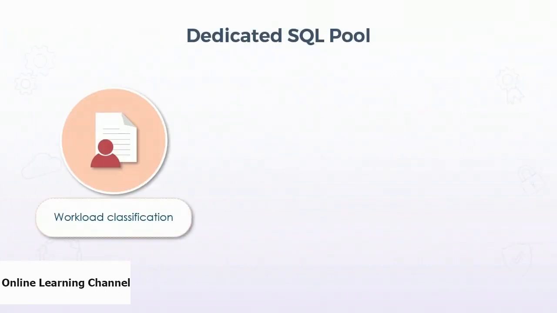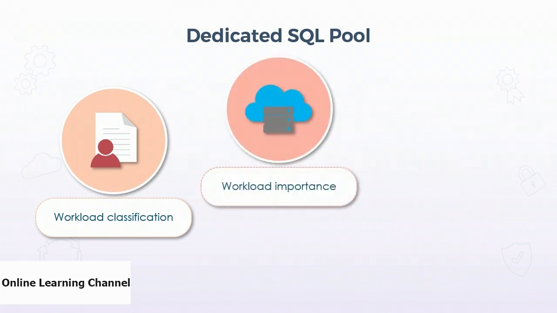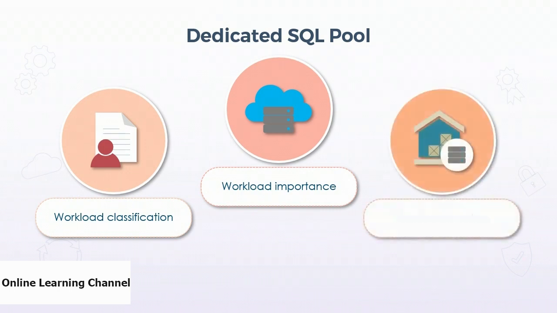A more advanced form of controlling workload resources came with dedicated SQL pools. With dedicated SQL pools, workloads are assigned resources using three concepts: workload classification, which assigns a workload to a specific workload group. Now, workload classification also involves setting the workload importance, which controls whether the workload gets resources before other workloads. And workload isolation, which is a way to guarantee dedicated resources for critical workloads.